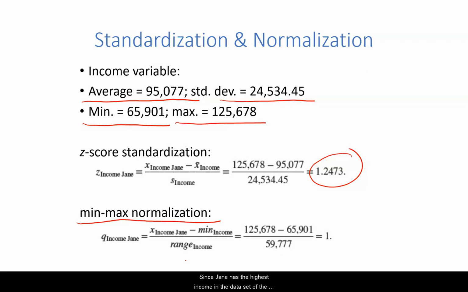Since Jane has the highest income in the dataset of the 5 consumers, Jane's normalized income value is 1. For someone with the lowest income in the dataset, the normalized income would be 0. Therefore, the normalized value would always be a number that's between 0 and 1, thus not influenced by the scale used to measure the variable.